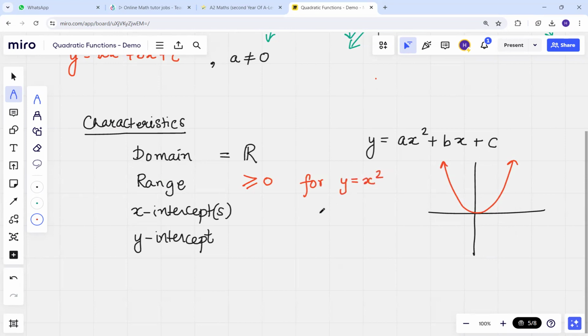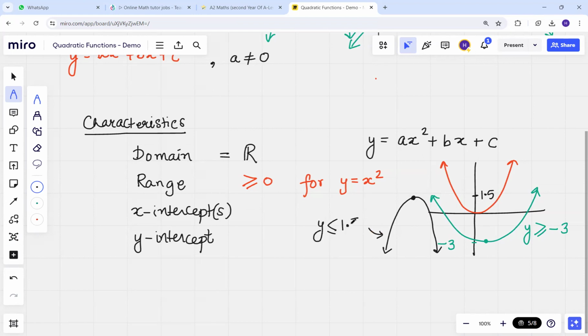But for different quadratic functions, the range keeps changing. For example, for this one, the range is greater than or equal to this number here, -3. So y will be greater than or equal to -3. If it's an inverted function whose maximum value is 1.5, the range is going to be y less than or equal to 1.5. So different quadratics will have different ranges, but the range is never all real numbers. It's a limited range.